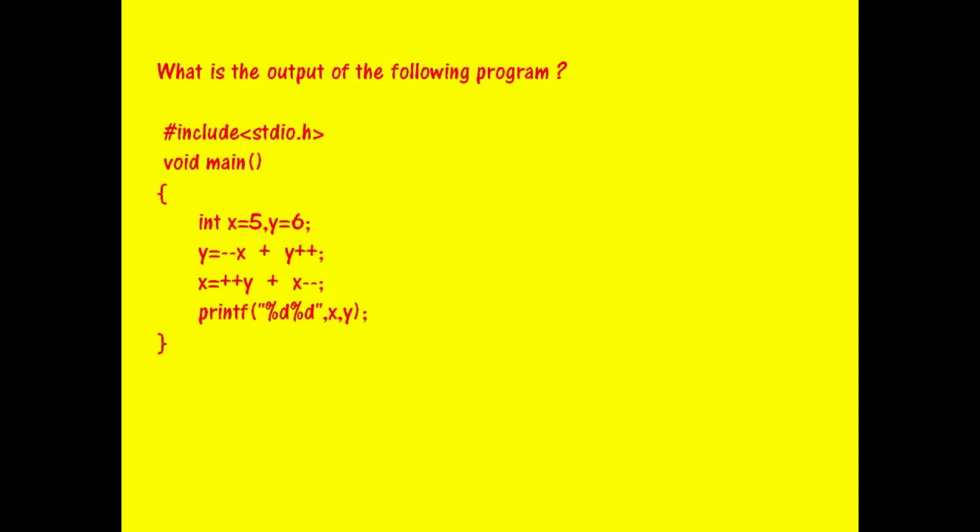Execution starts from the main method. The first statement executes: x will get some memory allocation and y will get some memory allocation. So x is initialized to 5 and y is initialized to 6. Now evaluate the first expression: y = --x + y++.